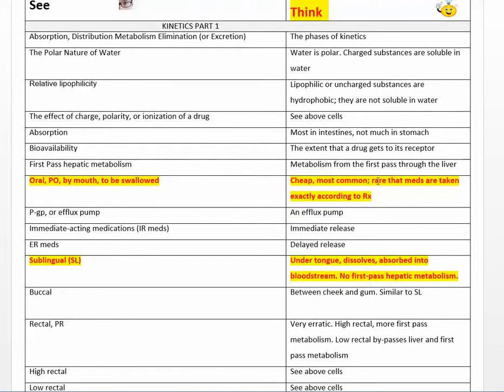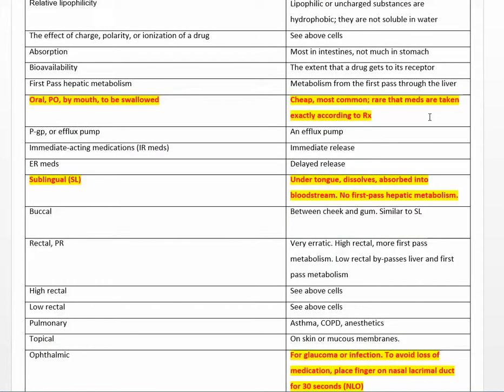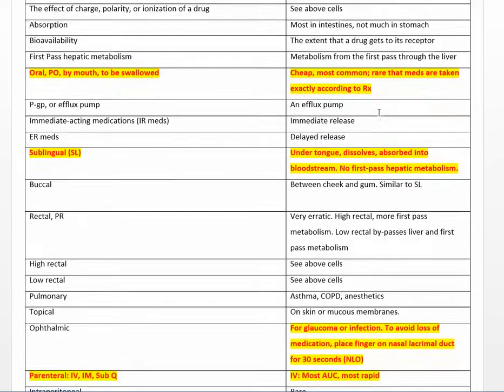Oral by mouth, cheap, very common. Most people don't take the pills the right way. It's really a very bizarre thing. Almost every patient who's supposed to take 30 pills in 30 days, most of them take it in 40 days, 18 days, 29 days, 60 days, and 90 days. They just take them whenever they feel like it.